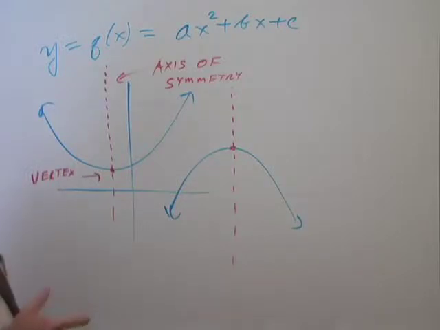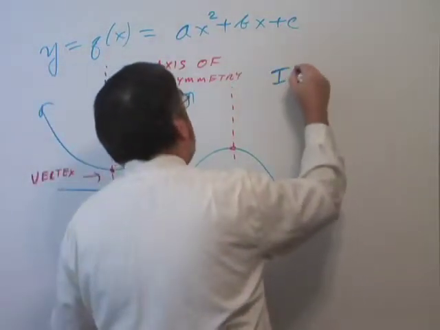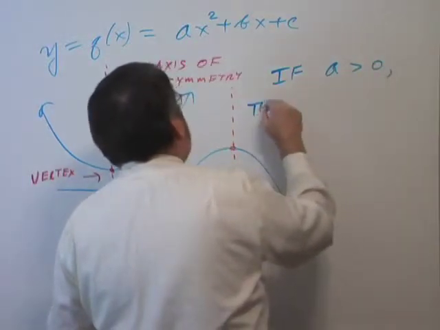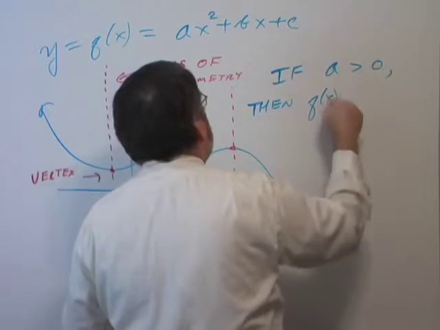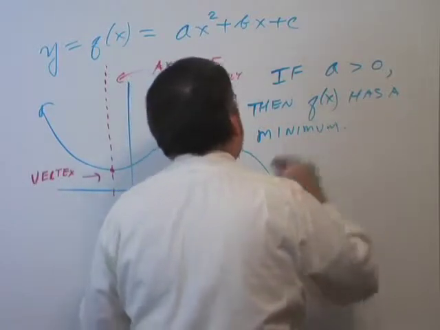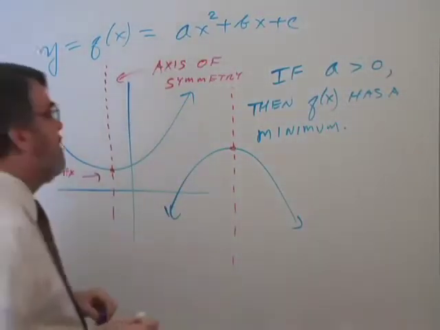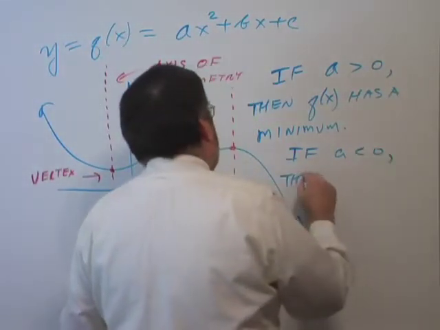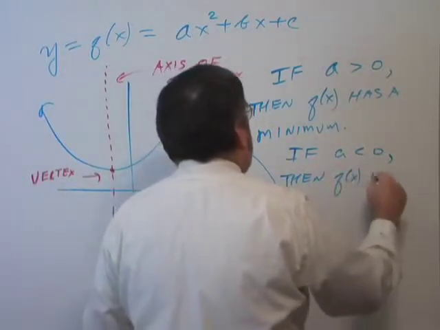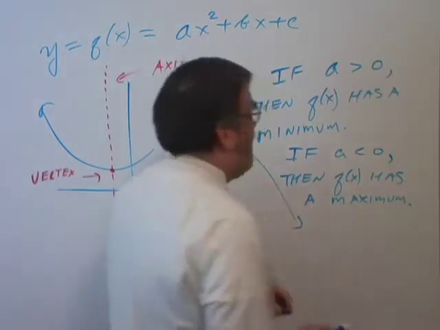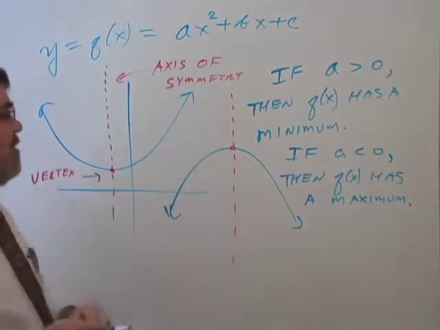So we can make this sort of blanket statement here. If a is positive, then f of x has a minimum. Okay, and the minimum is at the vertex. And also if a is less than 0, then the function f of x has a maximum. So it sort of works opposite there. Negative leading coefficient means you have the maximum.